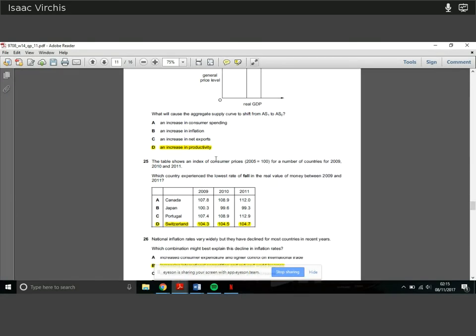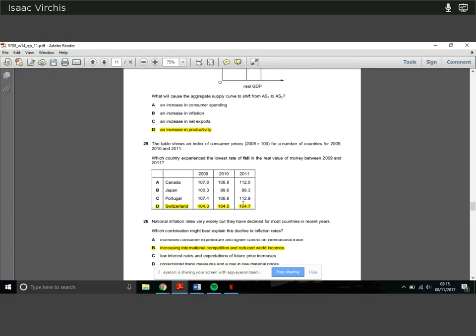Question 25. Here we have a table showing an index of consumer prices. By 2005 is equaling the 100 mark. This is often a way that we use figures in economics with indexes. And for a number of countries, we've got their 2009, 2010, 2011 figures. Which country experienced the lowest fall in the real value of money between these periods?